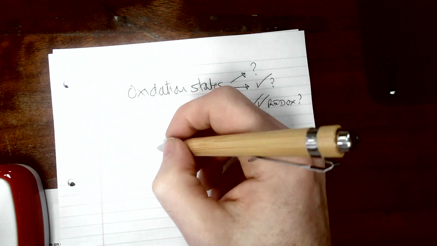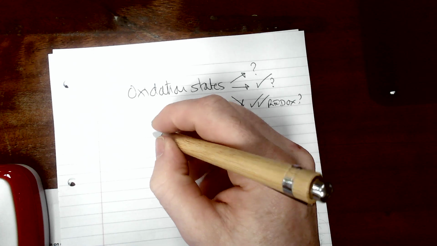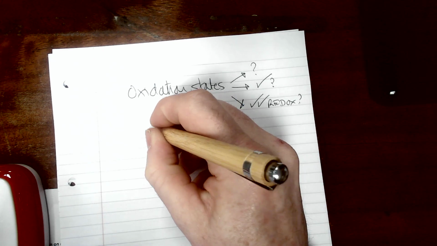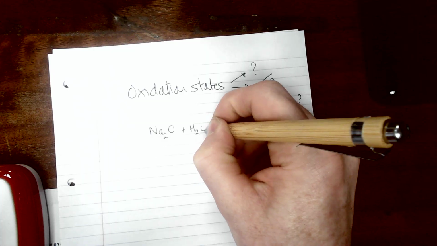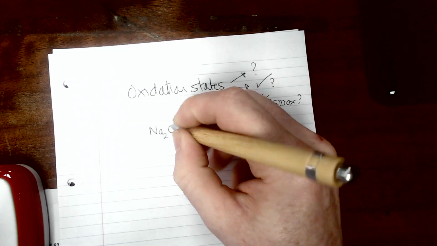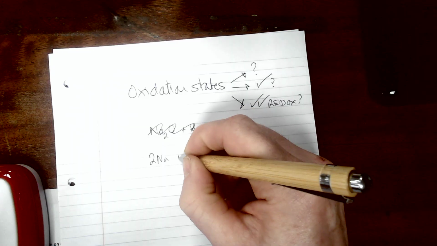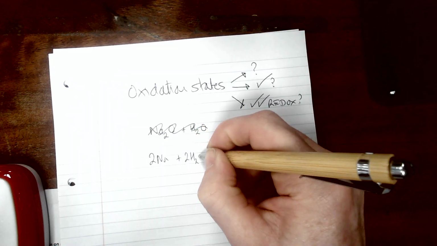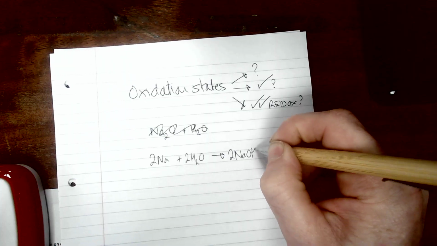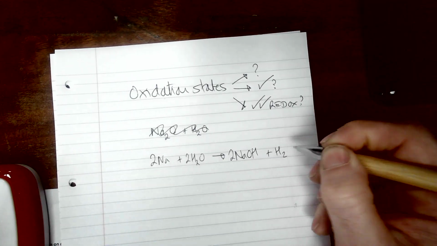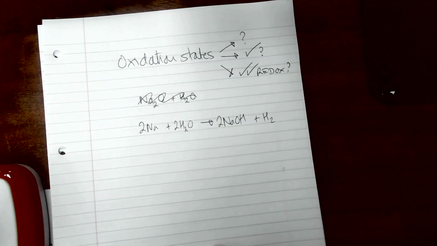I'm just going to write an equation. I've got one underneath here. All right, I'm going to write this equation: Na2O plus H2O. Actually, that's probably a bad example. I'm going to do this one. 2Na plus 2H2O makes 2NaOH plus H2. So I want to know if this is a redox reaction.